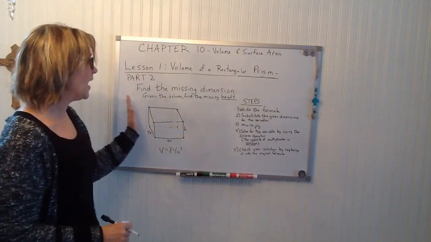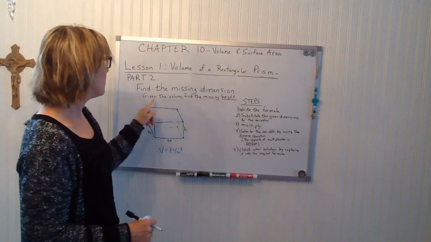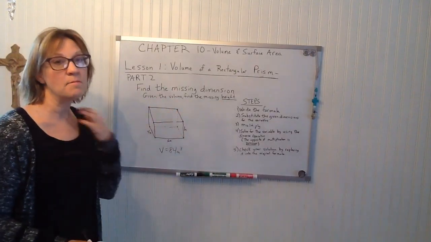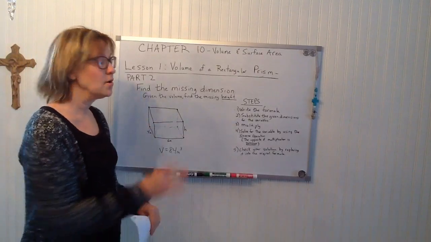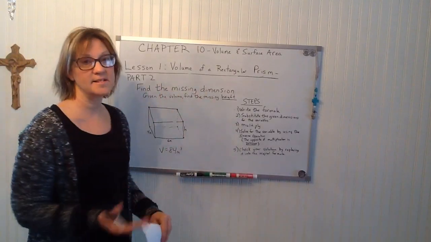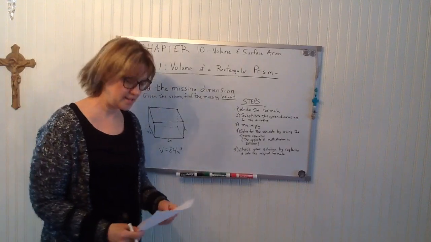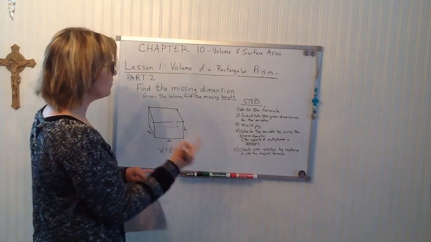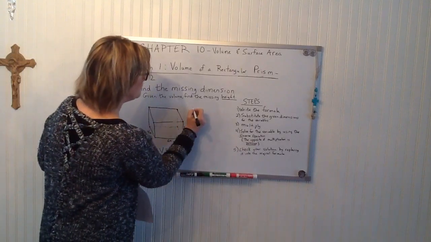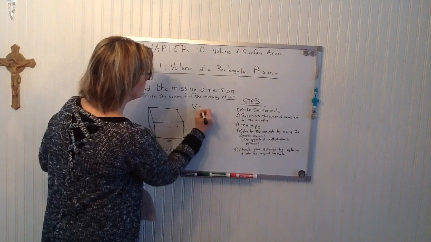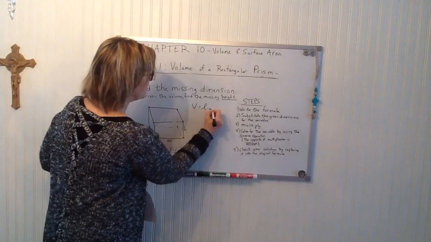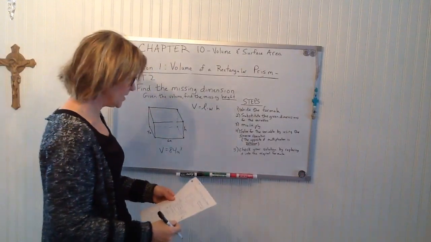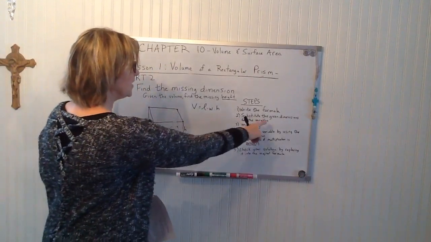So I've written out the steps for you for, given the volume, find the missing height here. So take a moment after we go through all this and write all of this down and keep it in your notes nice and neat and organized. So the first step is write the formula. I know the formula for volume is V for volume equals length times width times height, and we use our variables and formulas.